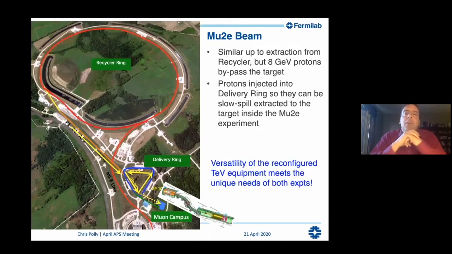For the Mu2e beam, it's very similar up to the extraction from the recycler, but then the 8 GeV protons, instead of striking the target, bypass it. They're injected directly into this delivery ring where they circulate, and they're slow spilled one small little bit at a time out into the Mu2e apparatus, where you can see their solenoids here. So, as you can see, this creates a very versatile reconfiguration of the Tevatron equipment that allows us to meet the unique needs of both experiments.